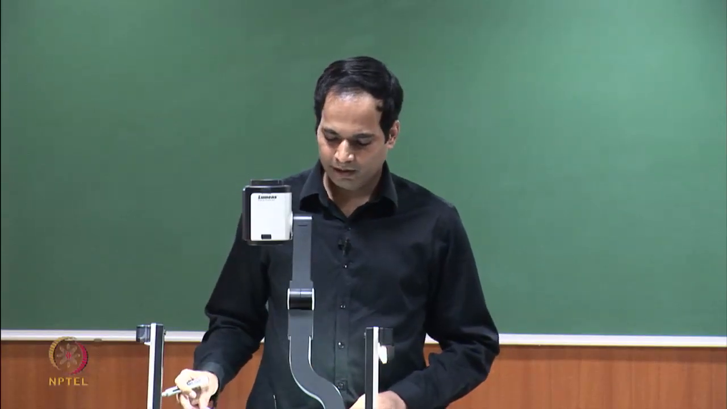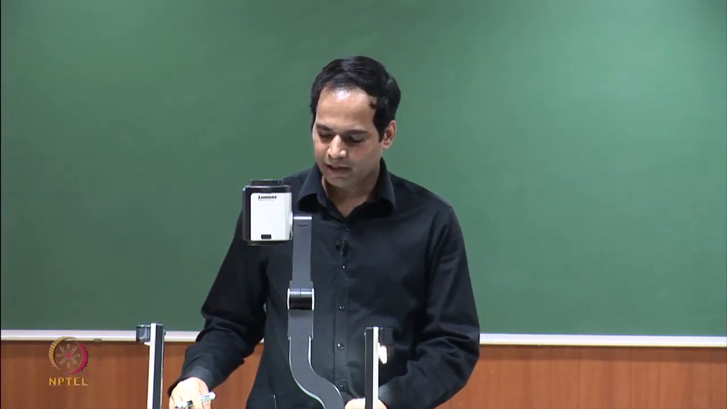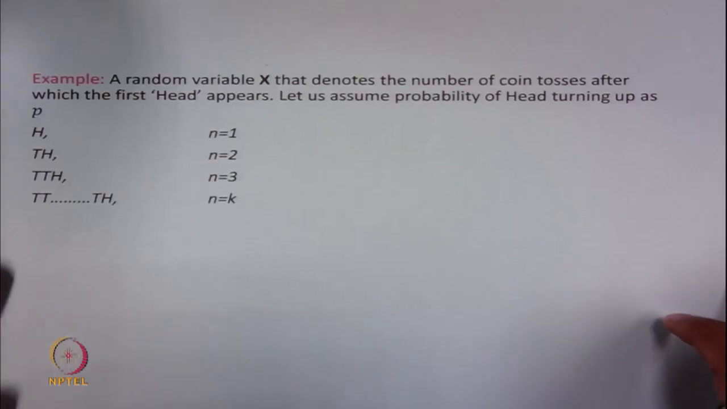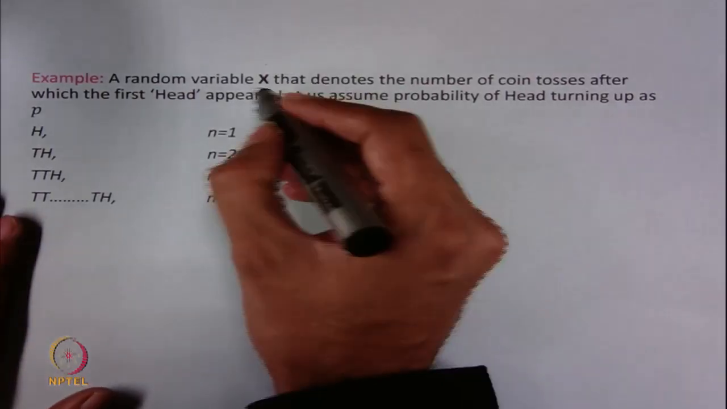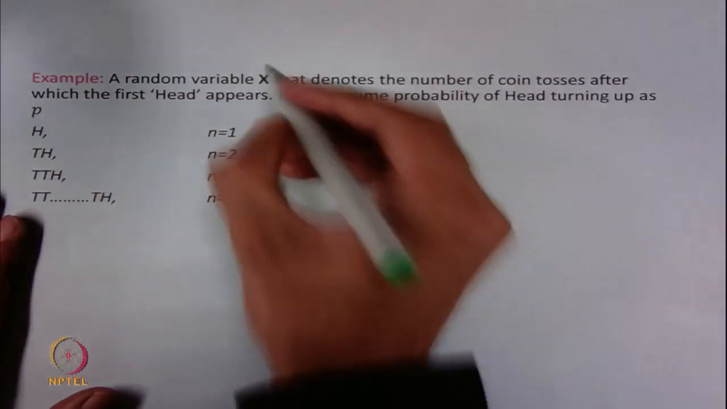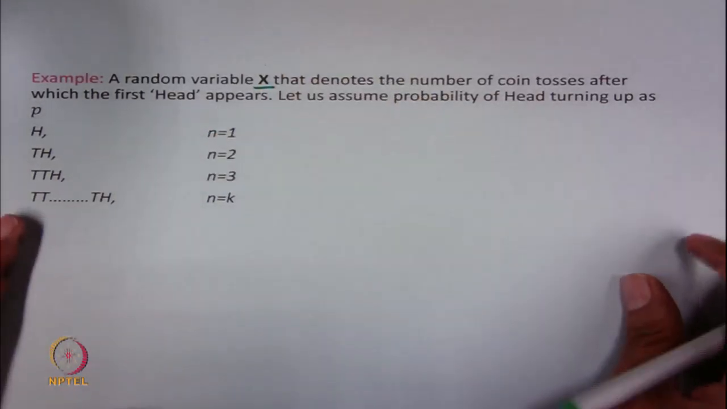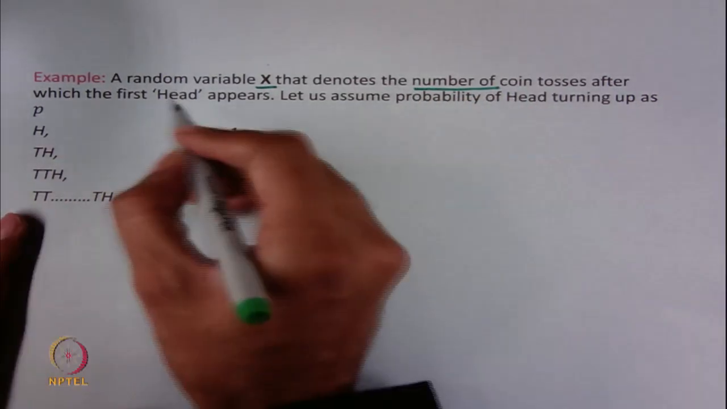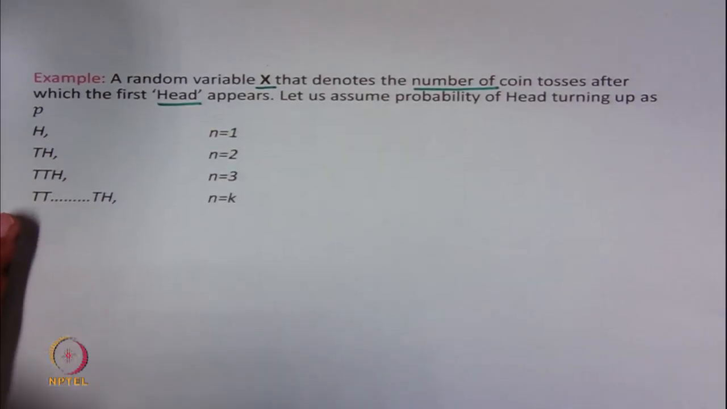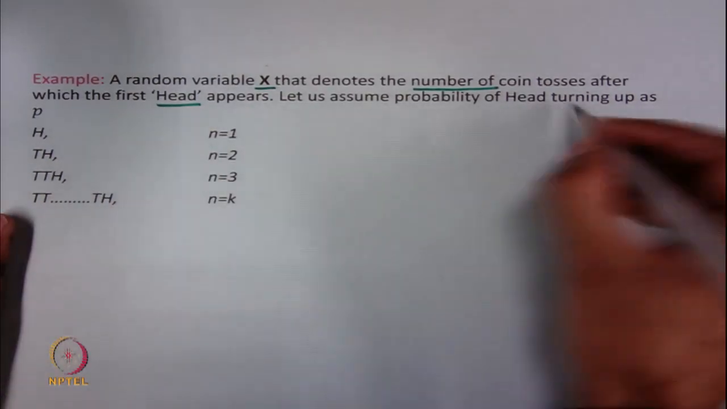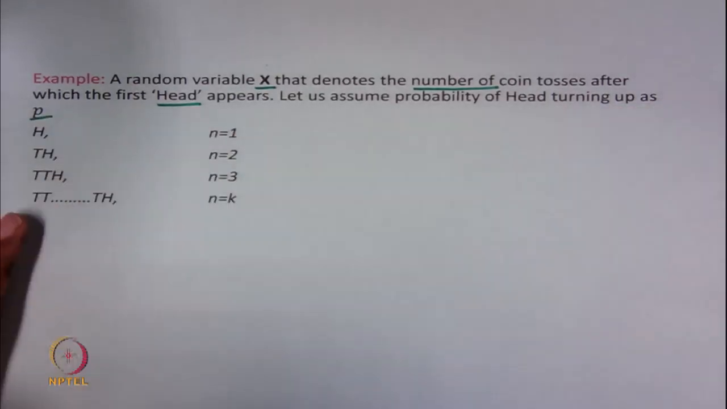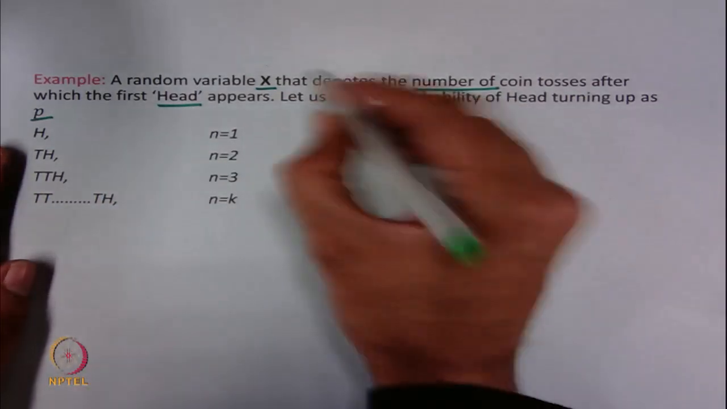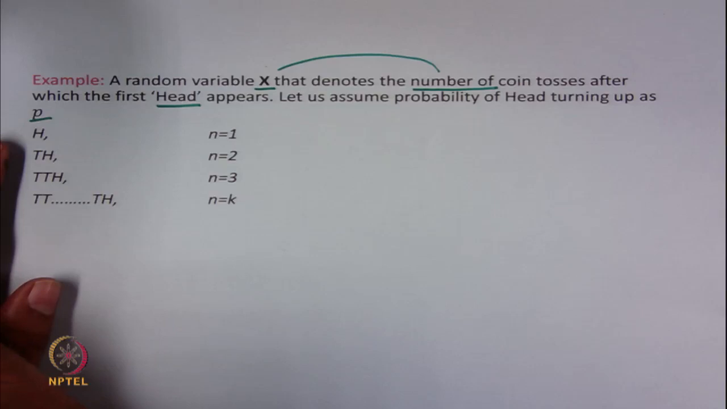Let us do one example to make things clearer in your head, and this is a simple example where this random variable X denotes the number of coin tosses. Okay. I am interested in the number of coin tosses after which the first head appears, and I assume that the probability of a head turning up is p. So, p is the probability with which you get a head. This random variable is the number of coin tosses after which you get a head.